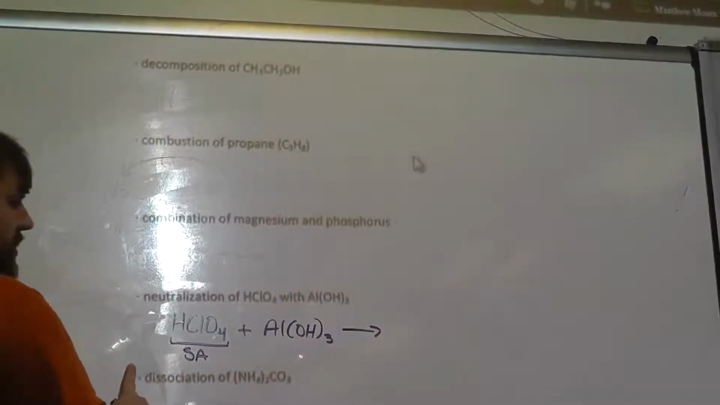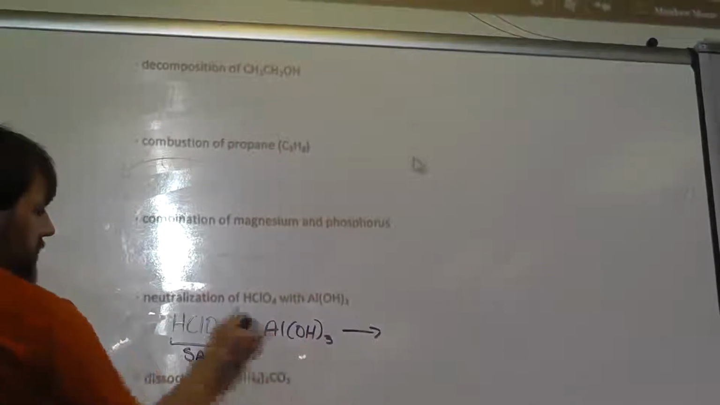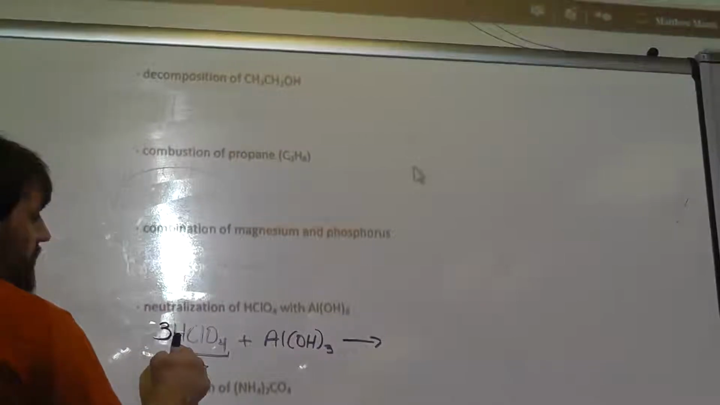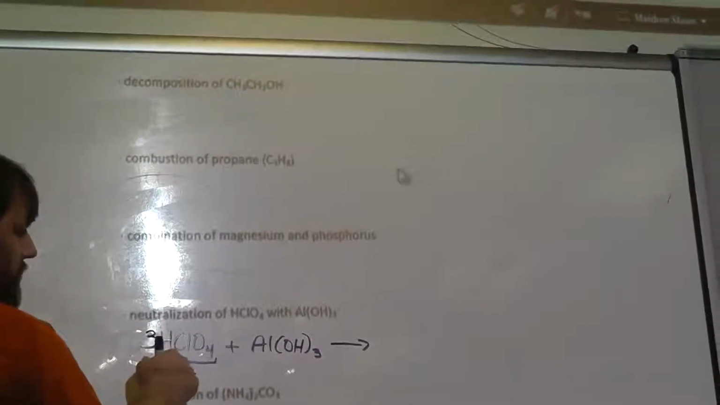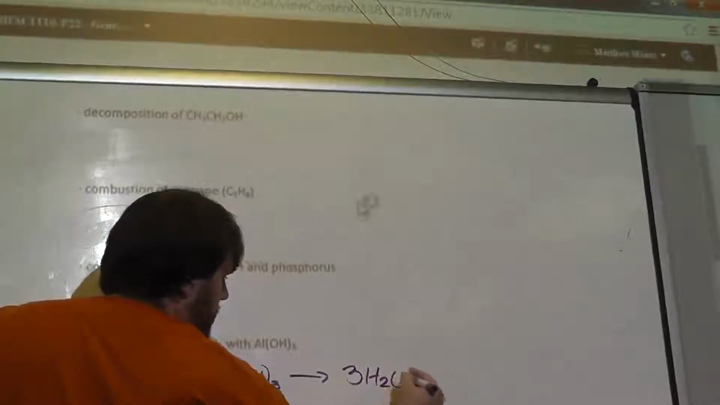So then what you want to do is balance your hydrogens with your hydroxides. So 3 hydroxides, you need a 3 here to get 3 hydrogens. Okay? 3 hydrogens, 3 hydroxides makes you 3 waters.